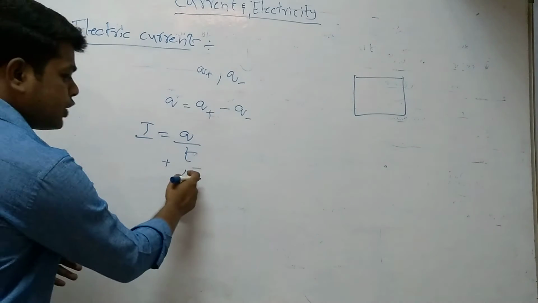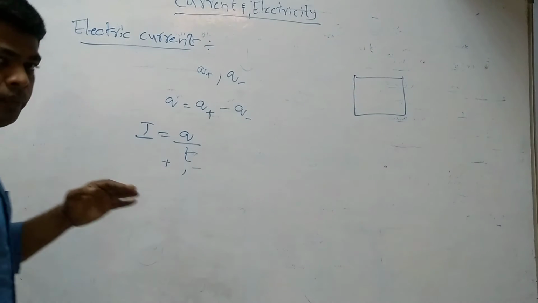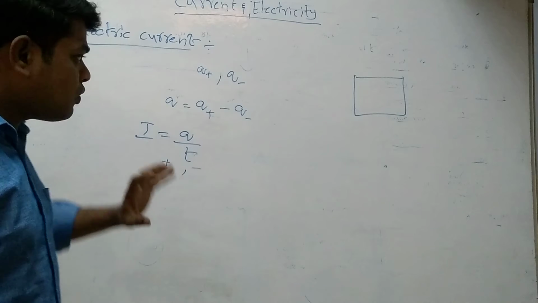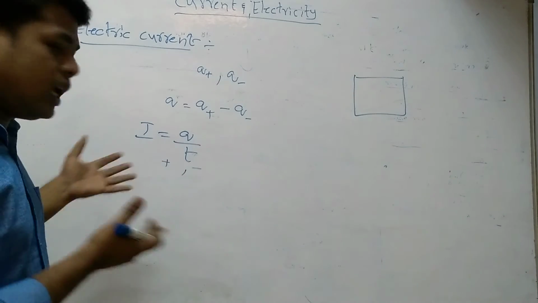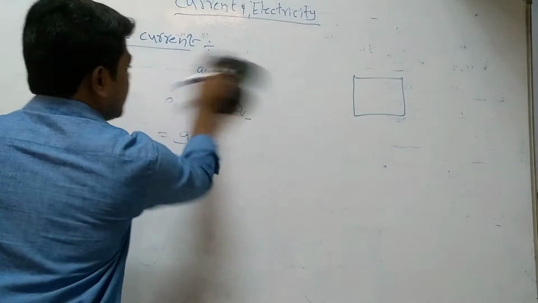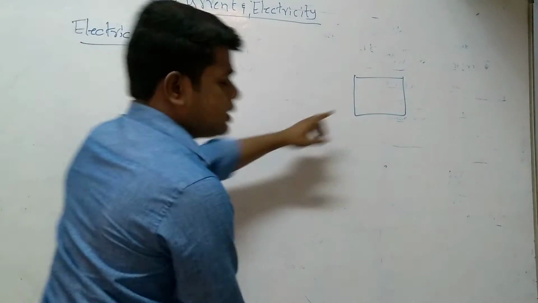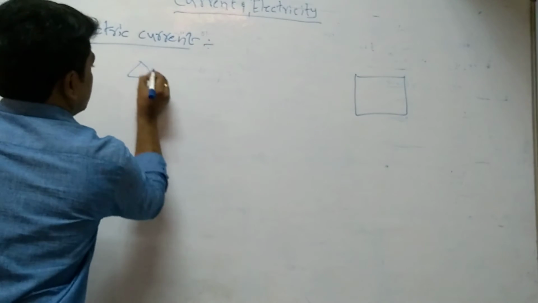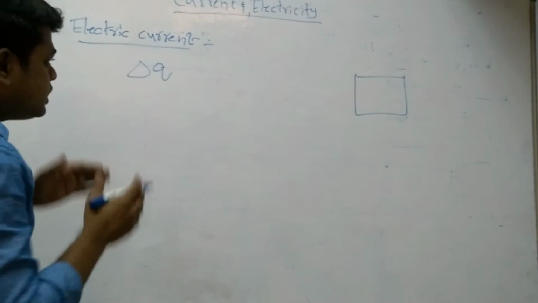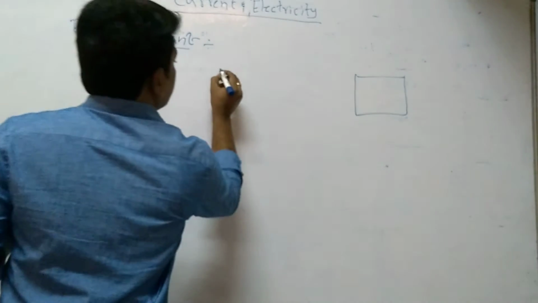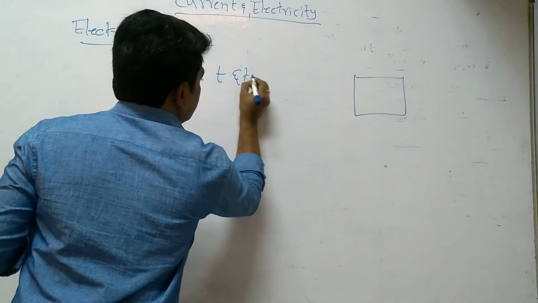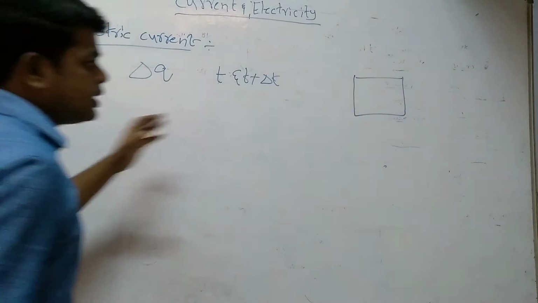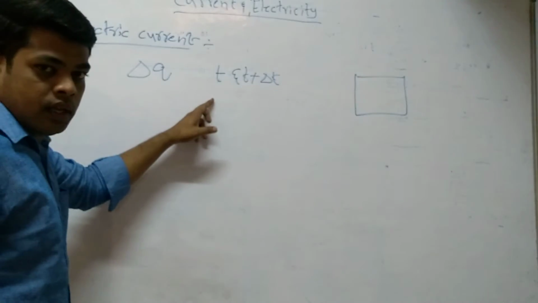Every time the current may not be steady. Sometimes it changes with respect to time. So for the changing current, what is the equation? Let's take the same area. The resultant charge is delta Q. This net charge is moving in the time interval between T and T plus delta T.